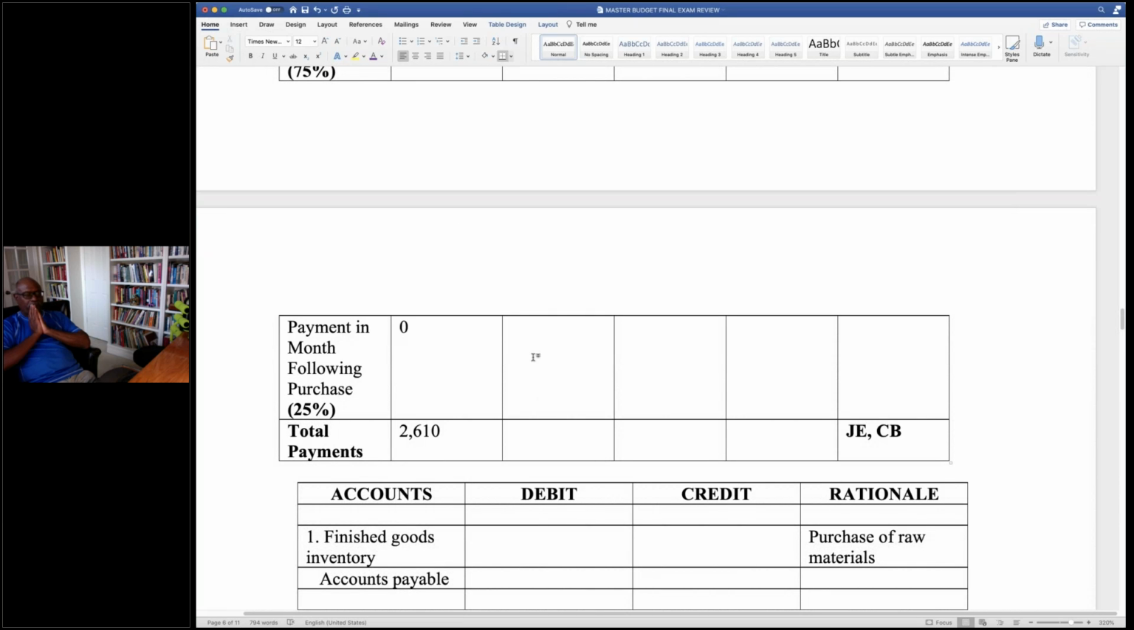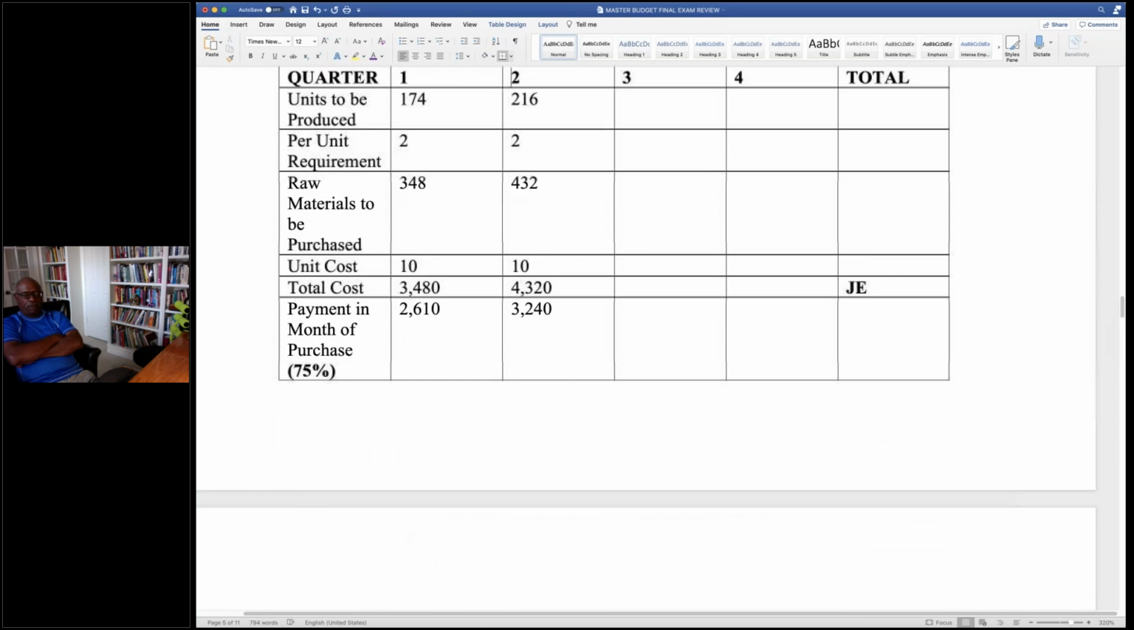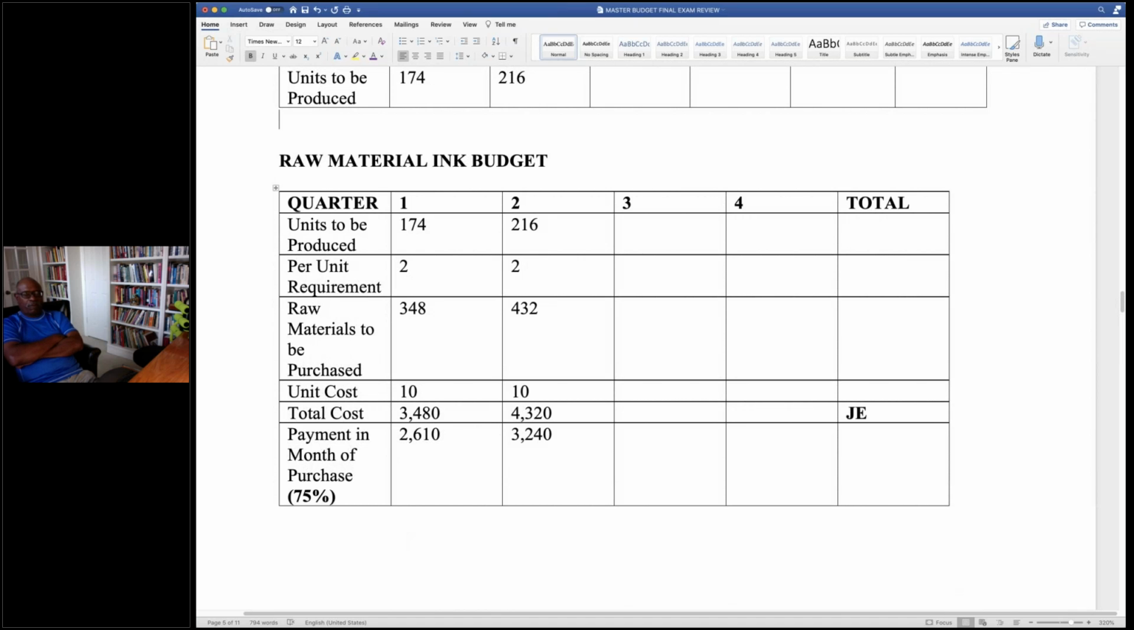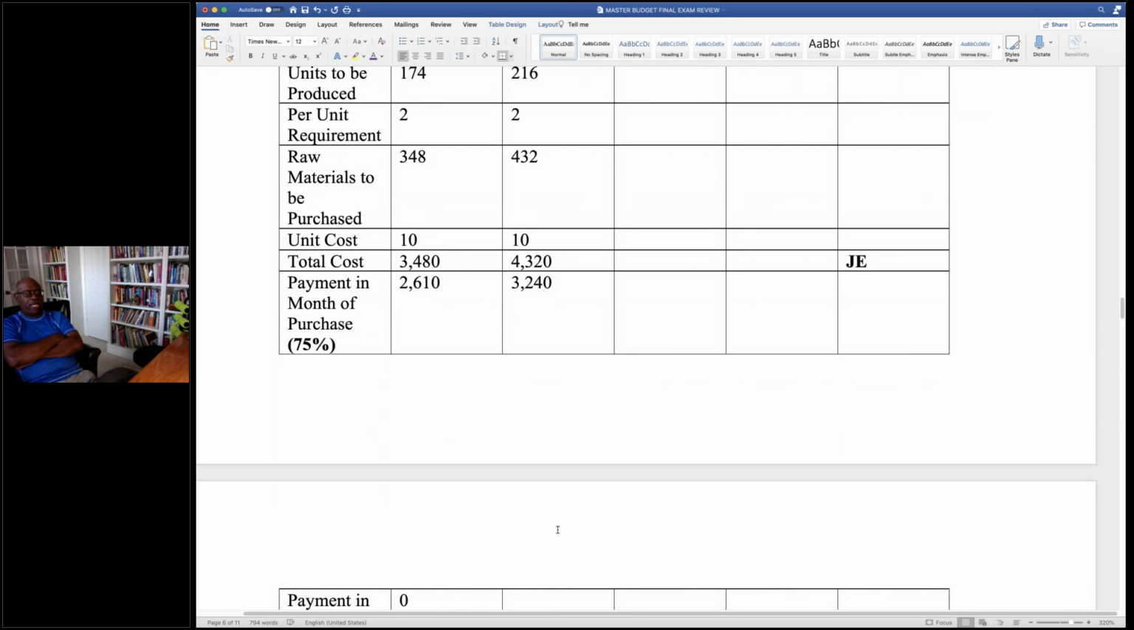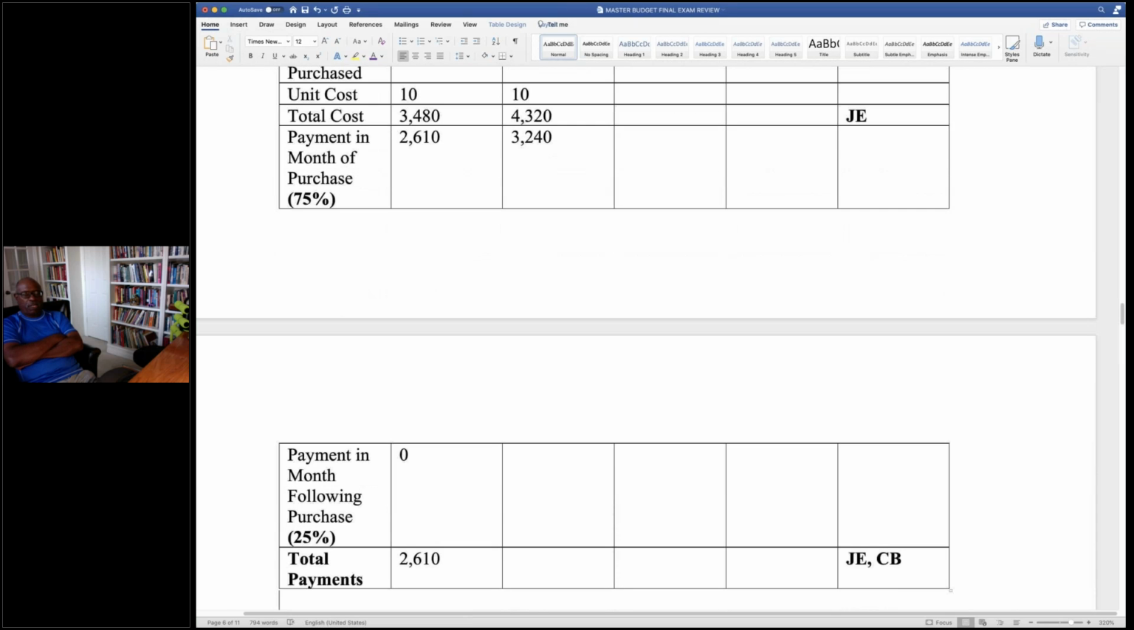Can't go there yet. You gotta be the box above that. No, go back where you were. You got another box. Go back up, go back down. You talking about the payment, this one? Yeah, you gotta put something in there. Okay.